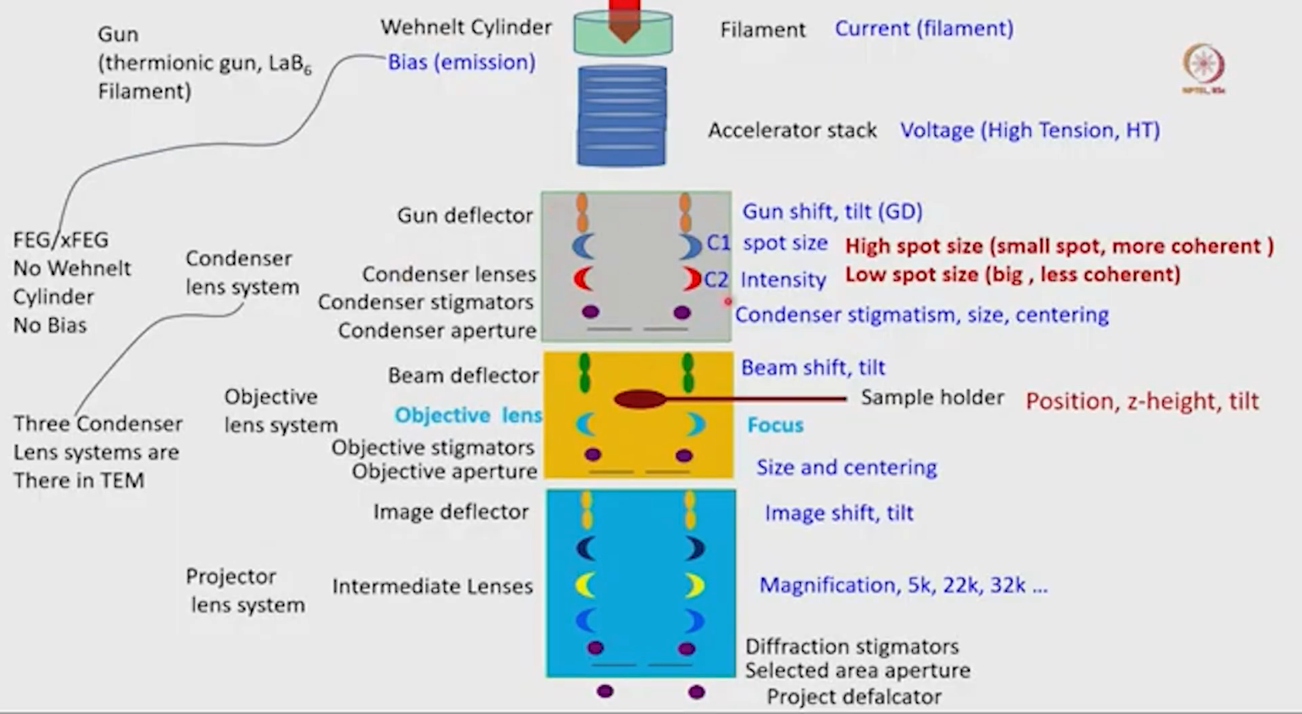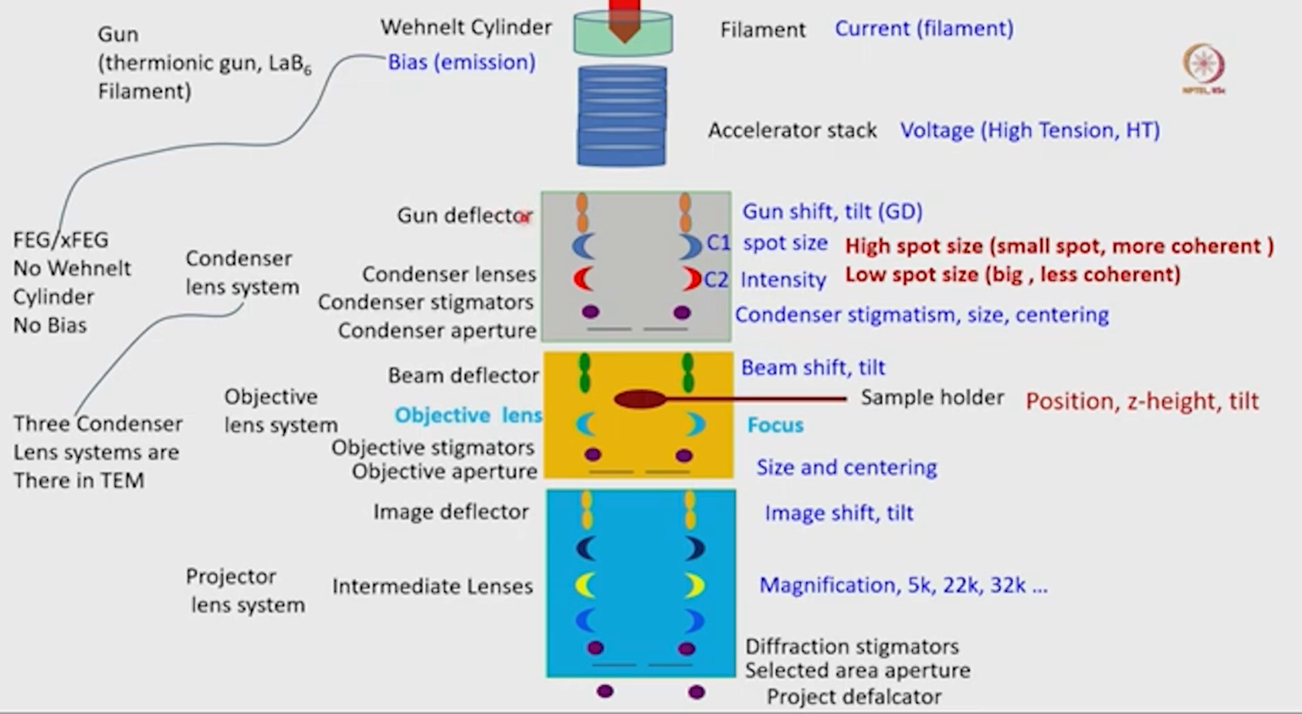Now it is coming to the gun. So now you can see there is a two magnetic system, an electromagnetic system, which is called the gun deflector. If any change happens in the gun region, if the electron cannot come through the optical axis or there is some kind of deviation, that gun deflector is going to correct it, and you will get it as a gun shift or gun tilt. It will not be written as gun deflector anymore in the microscope room.